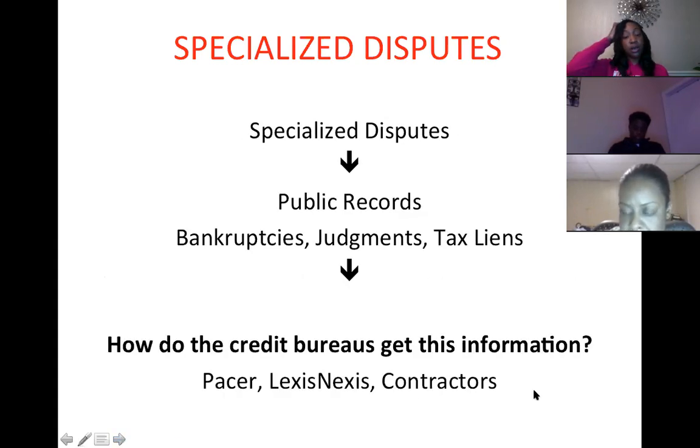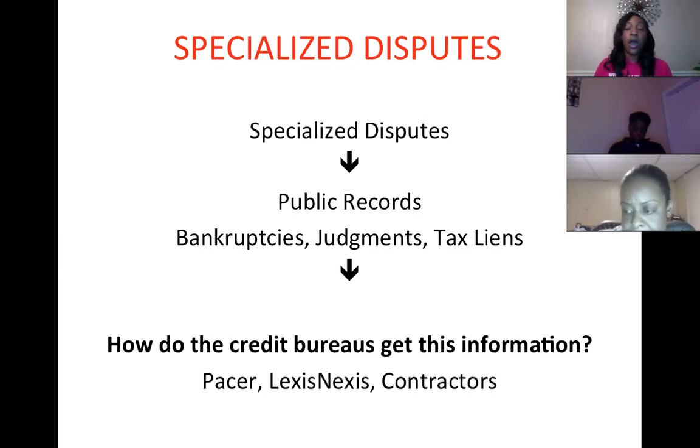Public records are like bankruptcies, judgments, and tax liens. The credit bureaus get this information from third parties. They don't get this information directly from the courthouse, okay? And they tell you that they do, but they don't. The courthouse is not a subscriber to the credit bureaus. They do not furnish information to the credit bureaus. And so information like Pacer or third parties like Pacer, LexisNexis, and third-party contractors offer this information because they're paying for it, okay? They're paying for this information.